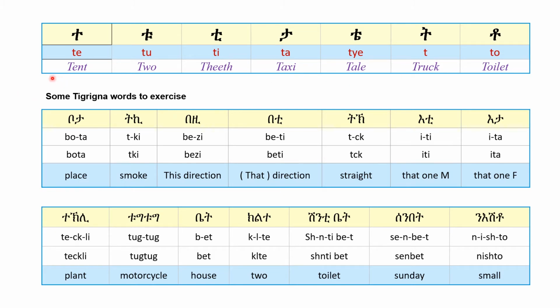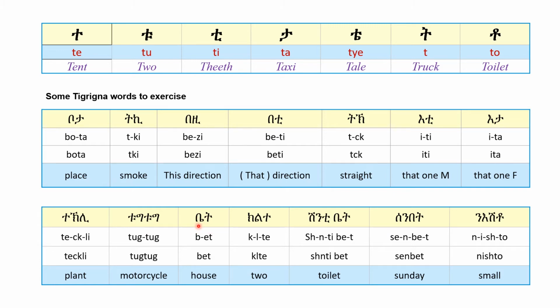Let us read some Tigrinya words with this letter. Bota, bota. Tiki, tiki. Bezi, bezi. Beti, beti. Iti, iti. Ita, ita. Tehli, tehli. Tug, tug. Tuk, tuk.